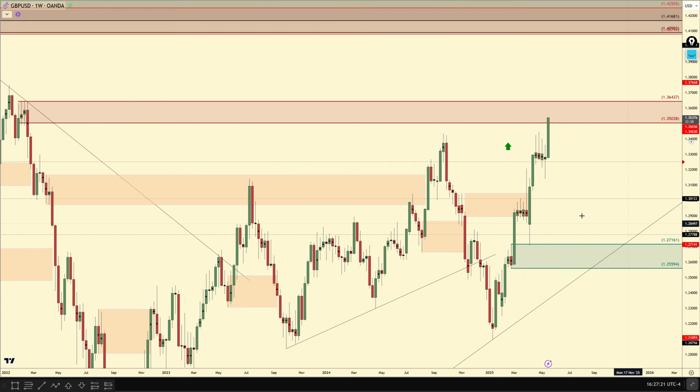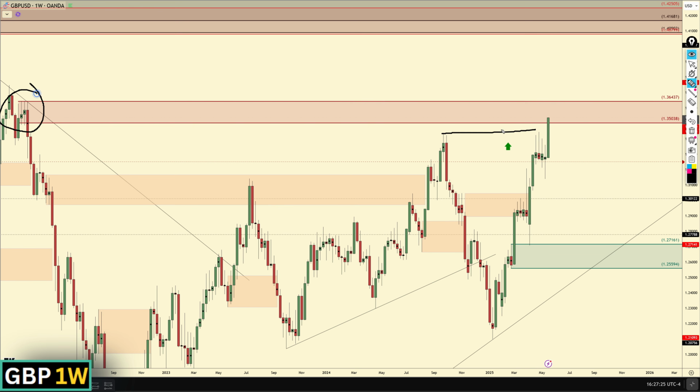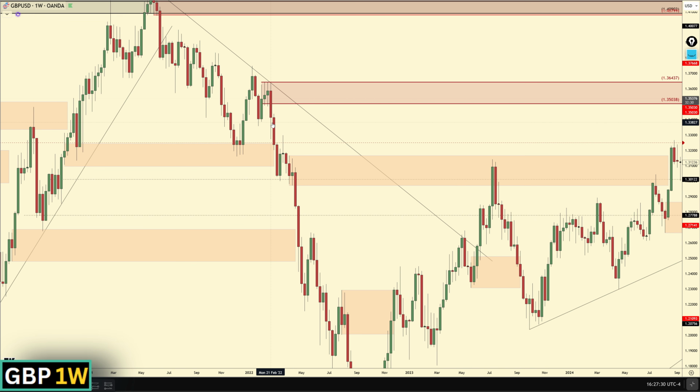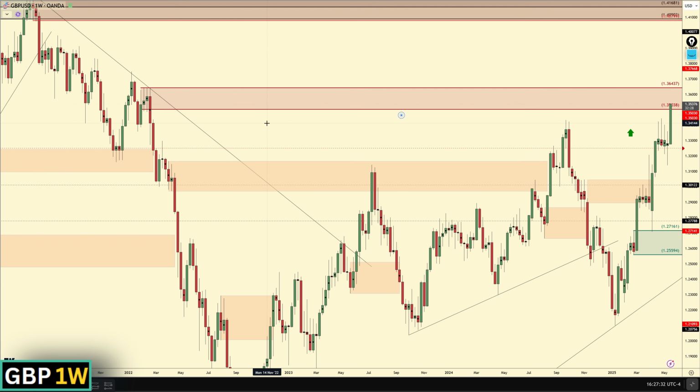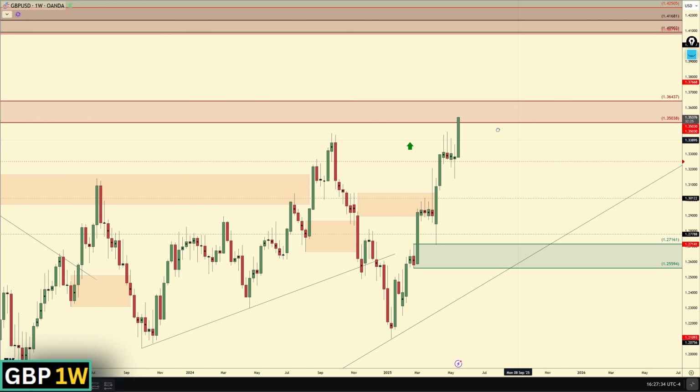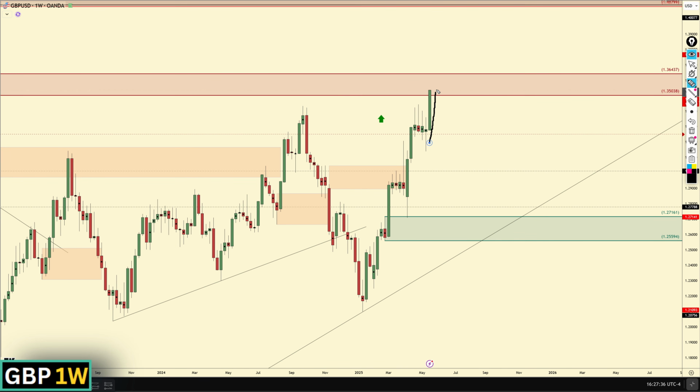Alrighty, on to the forecast for the GBPUSD. We pretty much target this liquidity here. We are at a weekly supply. This is not a good weekly supply zone. Not only was it created in 2022, which is so long ago, it's not even really a good supply zone anyways. And look at the aggressive push we are seeing into it.